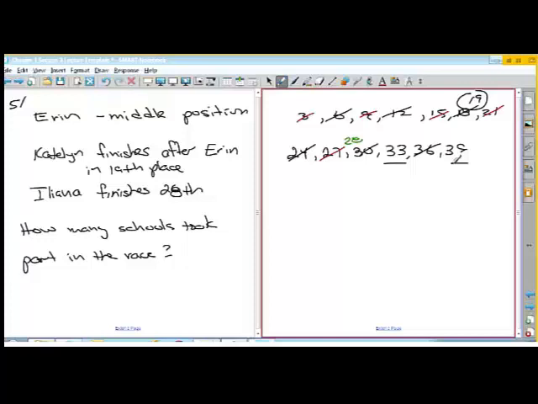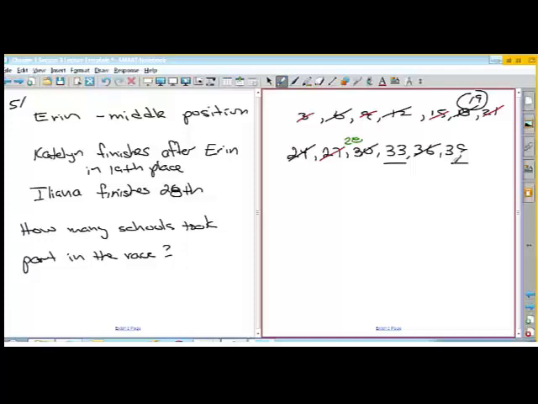Now why 39 might not work? Well, the reason 39 wouldn't work is because the middle position there would be 19, which is the same place that Caitlin gets, and so that eliminates 39. Okay, so that's why 33 works and all the other ones don't.